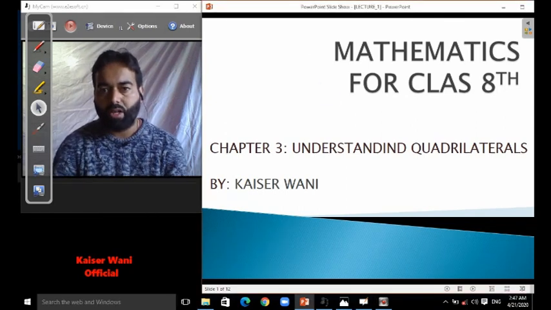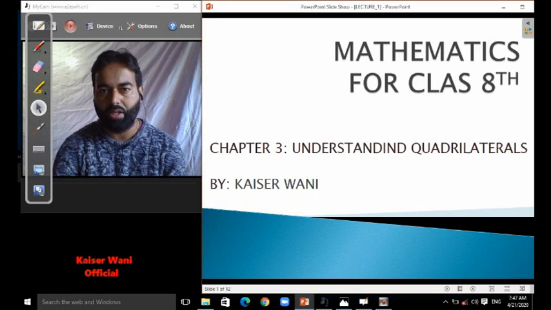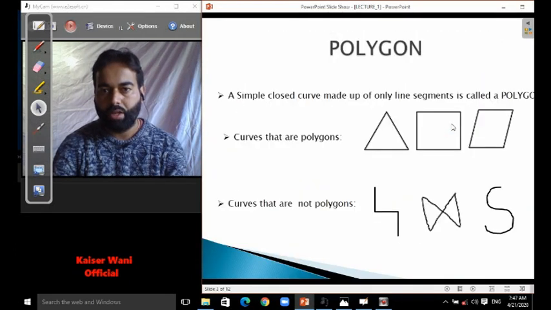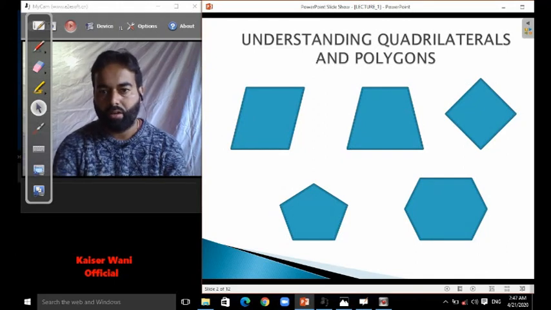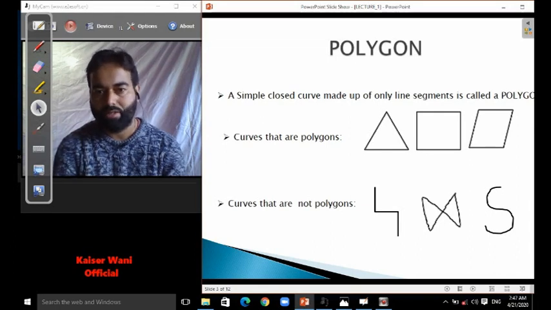So, what are quadrilaterals? Before understanding quadrilaterals, we must have knowledge about polygons. So what is a polygon? All the figures that you see on screen are polygons. So how can we define a polygon? A polygon is a simple closed curve made up of only line segments.